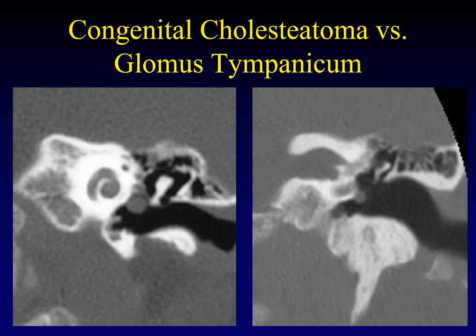Here's those 2 images side by side. Thanks again, Jane. The congenital cholesteatoma just anterior to the cochlear promontory, the glomus tympanicum right on top of the cochlear promontory there. Very similar appearance, mimics, but easy to distinguish clinically.